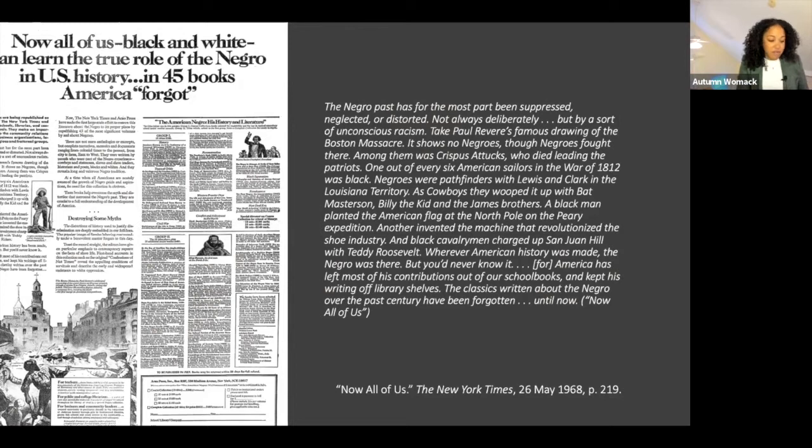Nowhere is this clearer than in the May 26 New York Times advertisement introducing the publishing endeavor to a broad readership. Printed in bold font that takes up nearly a quarter of the page, the announcement promised a transformative textual encounter that would culminate in the recovery and discovery of a consolidated interracial national identity. As the advertisement boasts, quote, "Now all of us, Black and white, can learn the true history of the Negro in the US in 45 books America forgot."